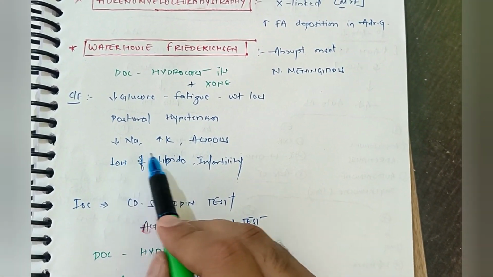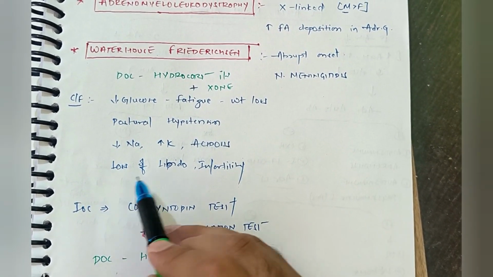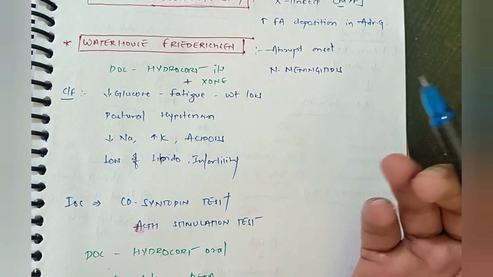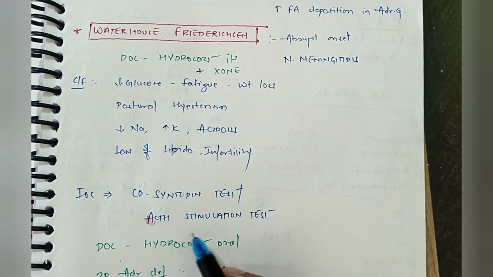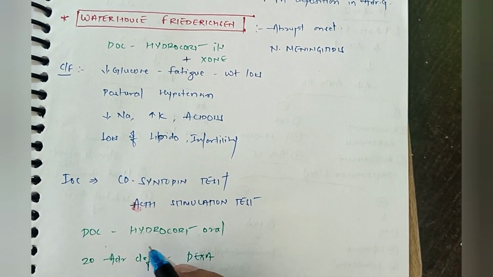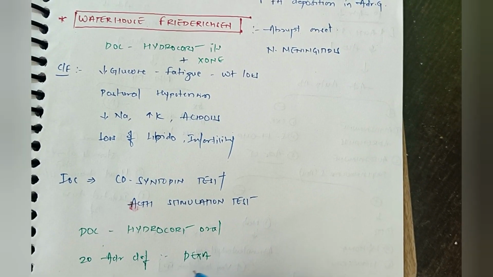Clinical features: because of hypoglycemia, the patient will have fatigue, weight loss, and postural hypotension because of aldosterone deficiency. There is hyponatremia, hyperkalemia, acidosis, and loss of libido, infertility because sex hormones are deficient. Investigation of choice is the cosyntropin test, also called the ACTH stimulation test. Drug of choice is hydrocort, and in secondary adrenal deficiency, the drug of choice is dexamethasone.